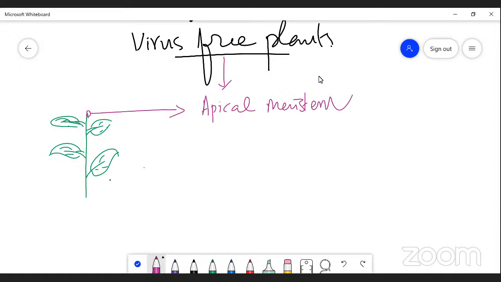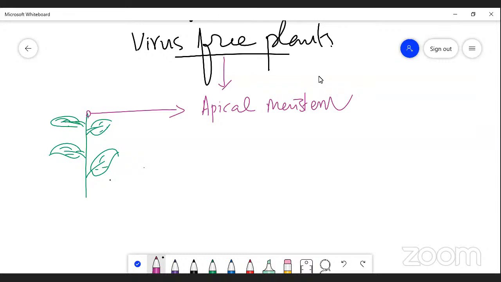Now it is free from virus particles. So the apical meristem, or growing point of the shoot, has no presence of virus particles, right? So this apical portion, the growing portion of the shoot system, is taken out and used as an explant for developing an entire plant. So that is called the virus-free plant.